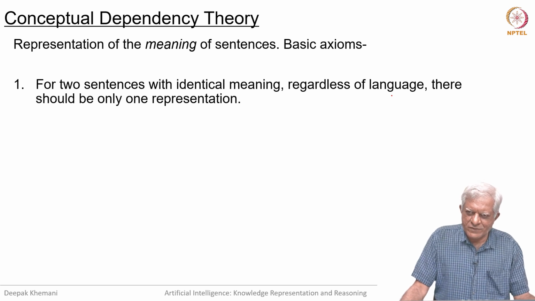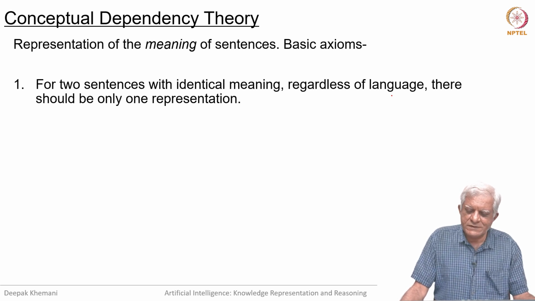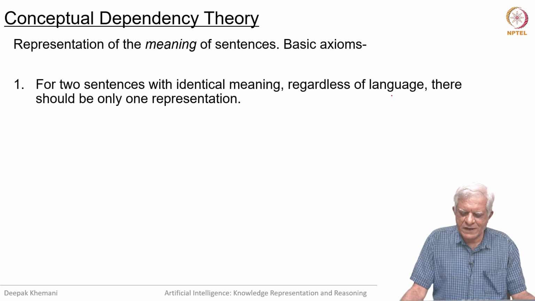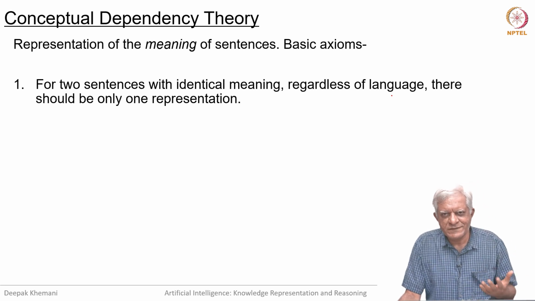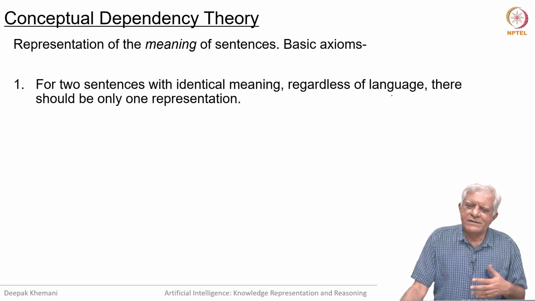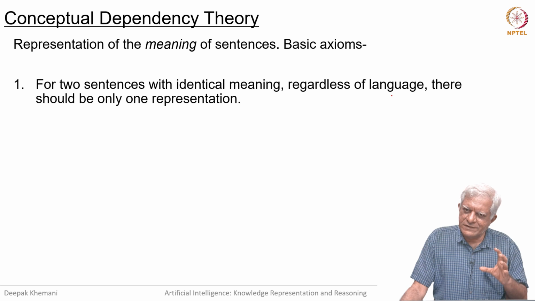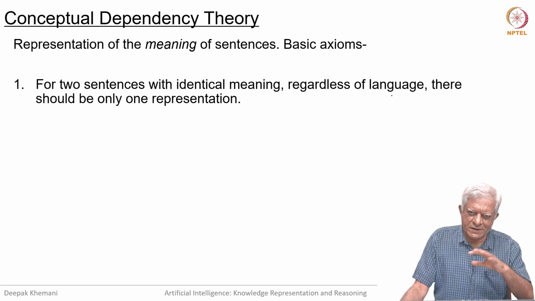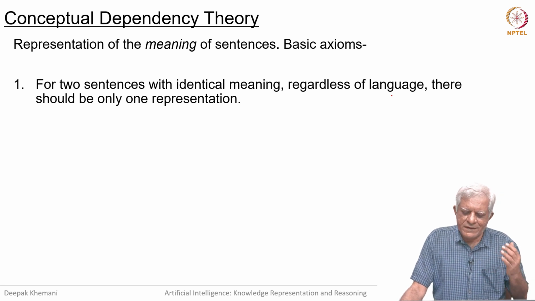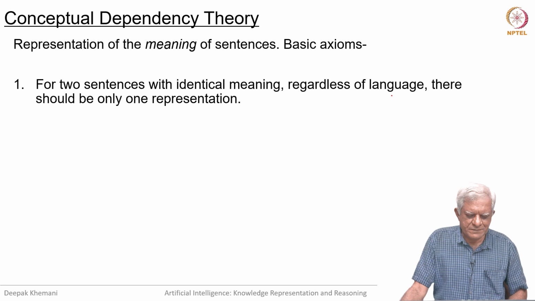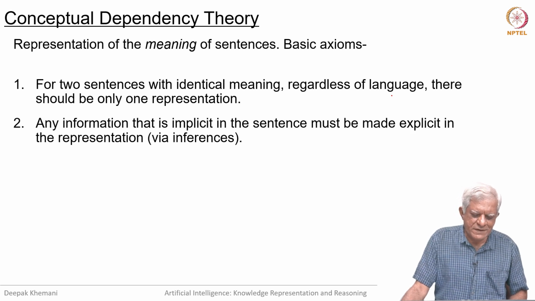The basic idea that they wanted to pursue was that for two sentences with identical meaning, regardless of language, the representation should be the same. Now, language, as we have been observing, is rich and diversified, and it can also be ambiguous. The goal of this canonical representation is that if different English sentences or Hindi sentences or Tamil sentences are talking about the same thing, then the representation of meaning should be identical. There should be only one representation.